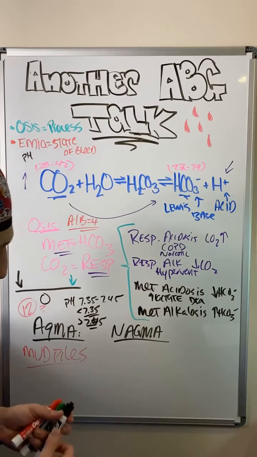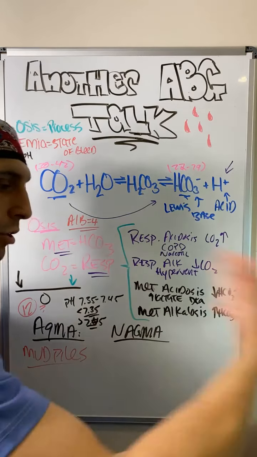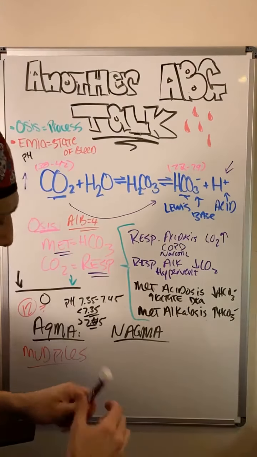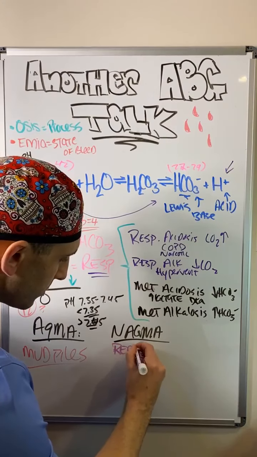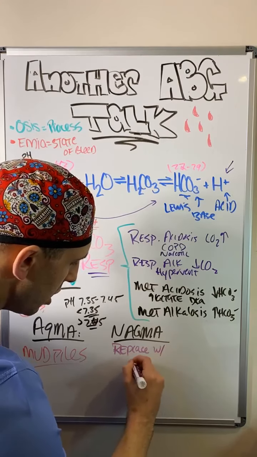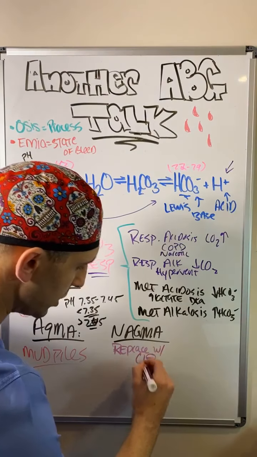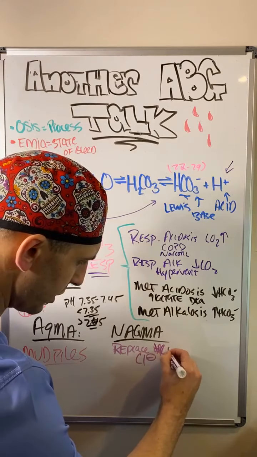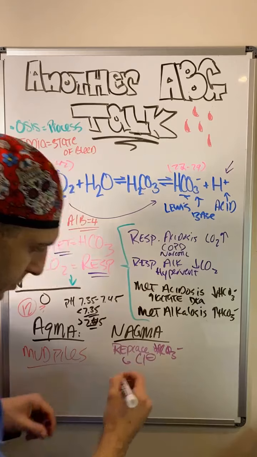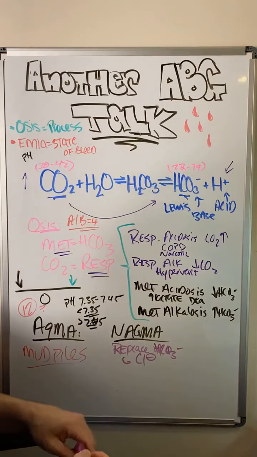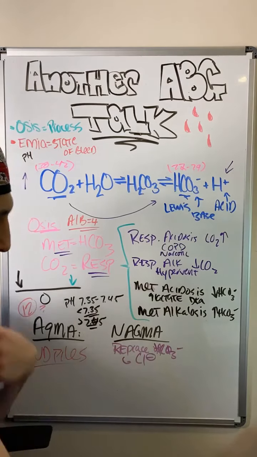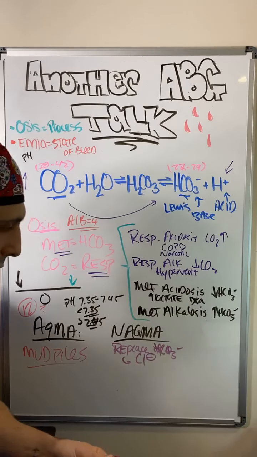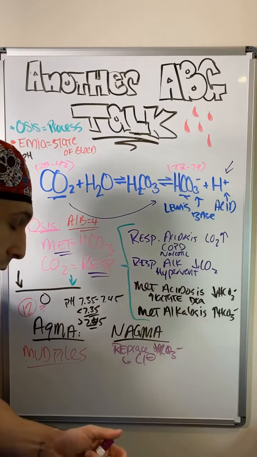NAGMA, on the other hand, is when rather than increasing the amount of exogenous acid, what ends up happening is you replace bicarb, HCO3 minus, with other negatively charged ions, a lot of times chloride. So where does this happen? Well, we see this a lot when patients are vomiting a lot. They're getting rid of all of their bicarb that's in their stomach, and it ends up causing a NAGMA.